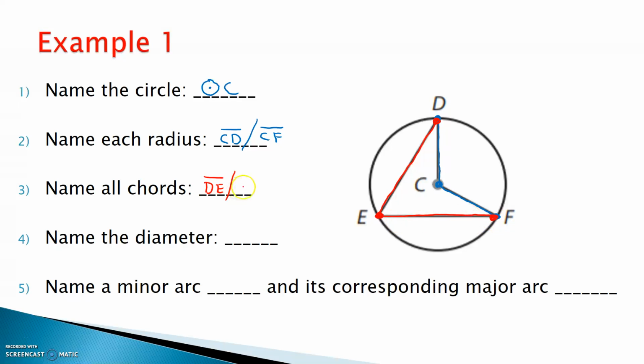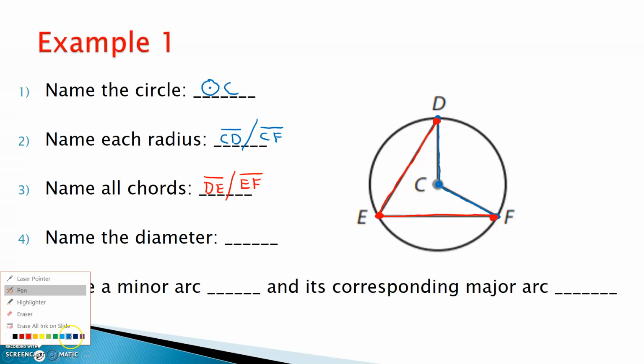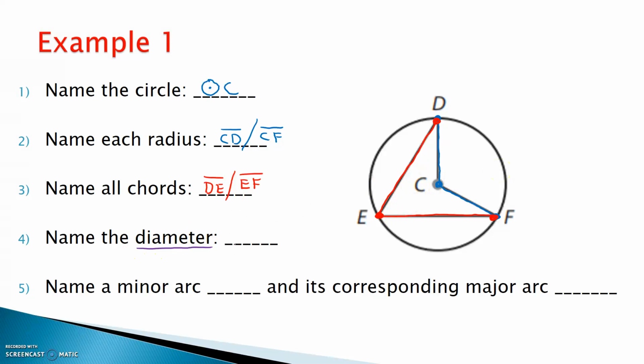So from E to F, the line segment, which is a chord, connects 2 points on my circle. Okay. Now, what about my diameter? Again, a diameter is a special type of chord that goes through the center, and in this case, there are no chords that go through the center. That means I don't have a diameter. There is none, or no diameter.